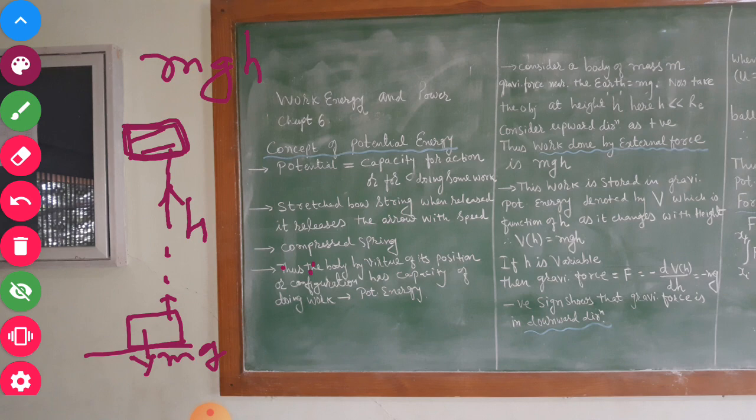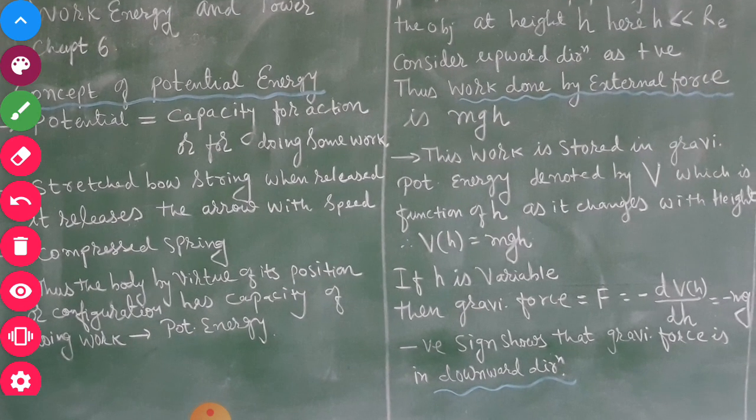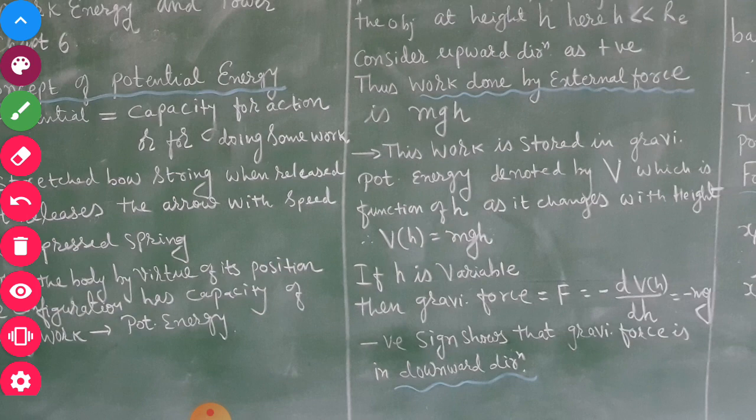Now this is the work done by the external force, and that work done is stored in the form of potential energy. So this work done is stored as gravitational potential energy, which is denoted by V. So the potential energy at height h will be mgh. Now here h is a variable. If you change the value of h, then this potential energy is definitely going to change.